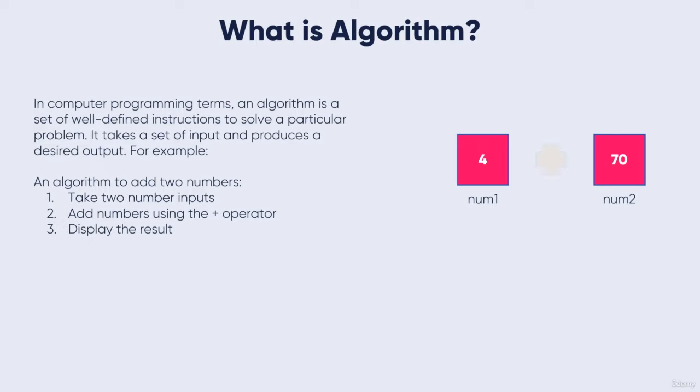Add the numbers using the plus operator in the memory and the CPU. We do this in the arithmetic and logical unit. So this will give us a new variable called sum, which is 74. So we have stored 74 inside the sum variable.